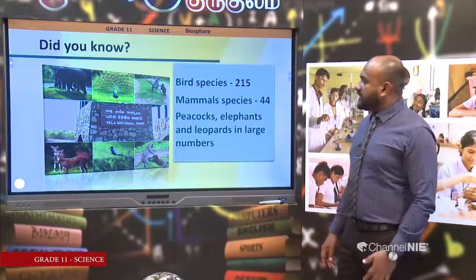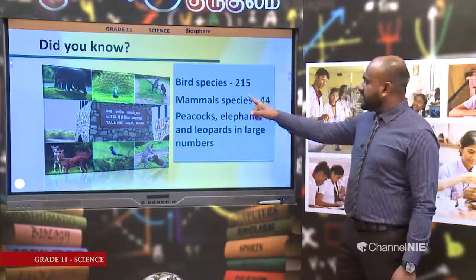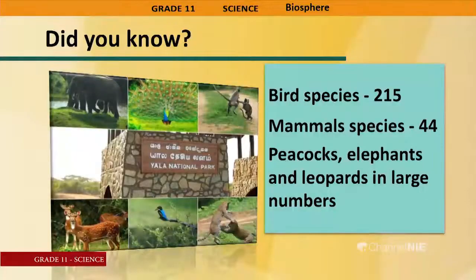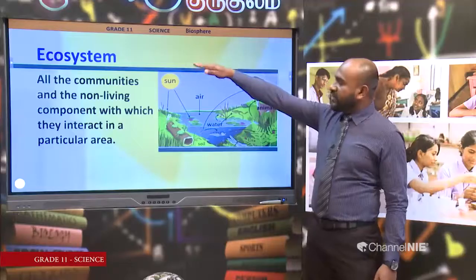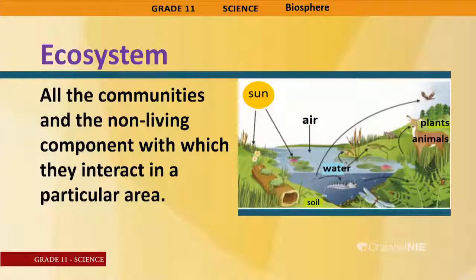If you get Yala National Park, you can see bird species, there are 215 species, there are 44 species of mammals, you get peacocks, elephants, leopards and in large numbers. So, these are also examples for communities. Okay, now, we have come to the next organization level, that is ecosystem.